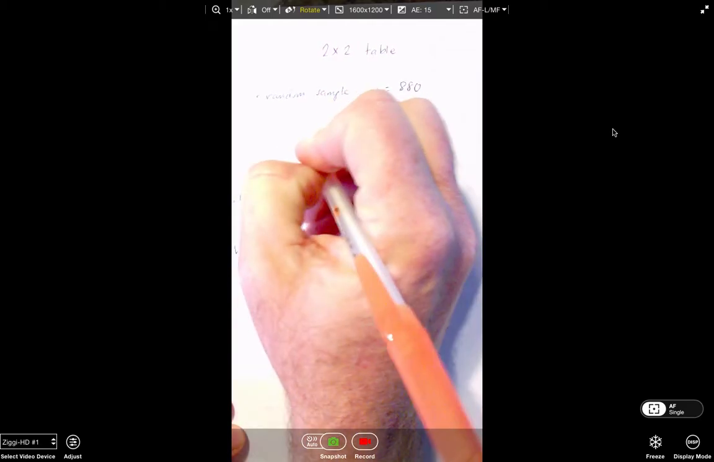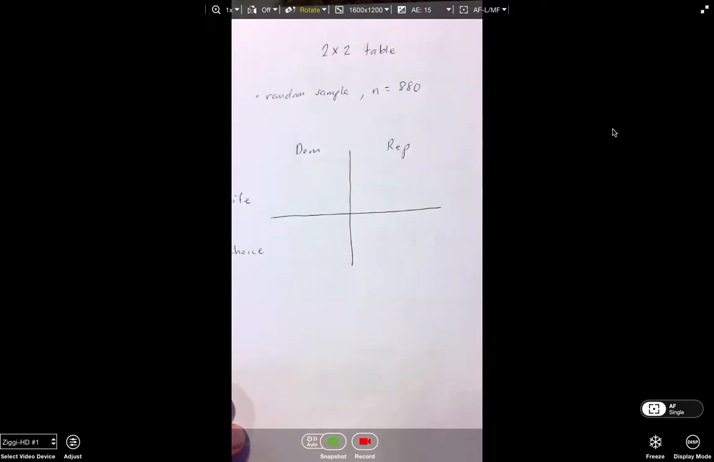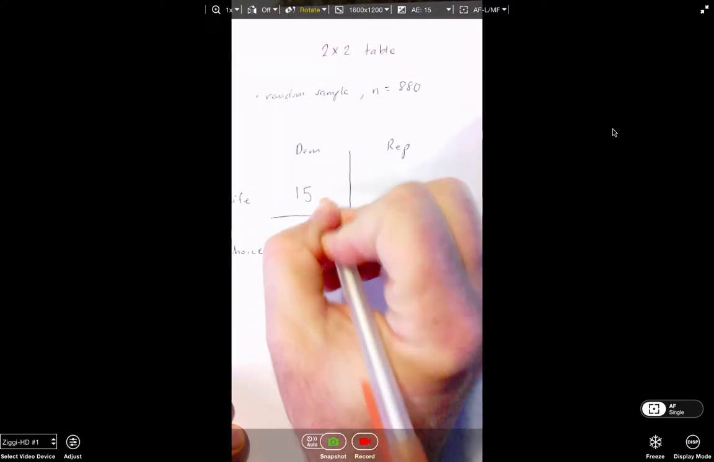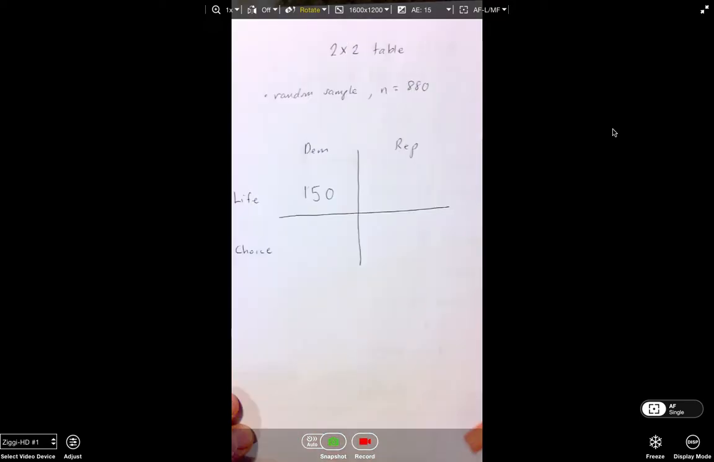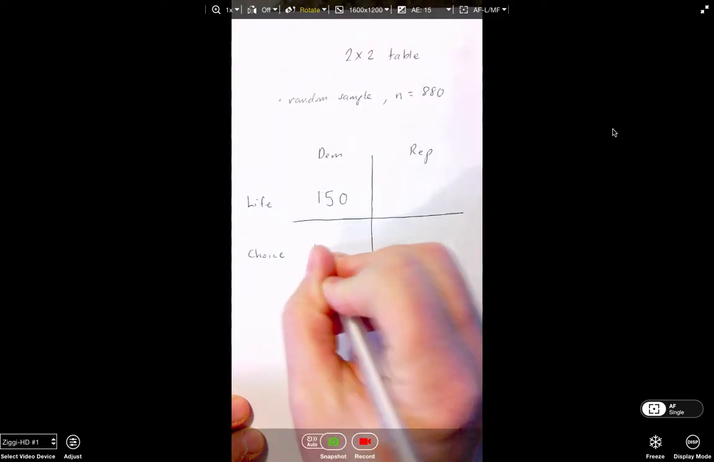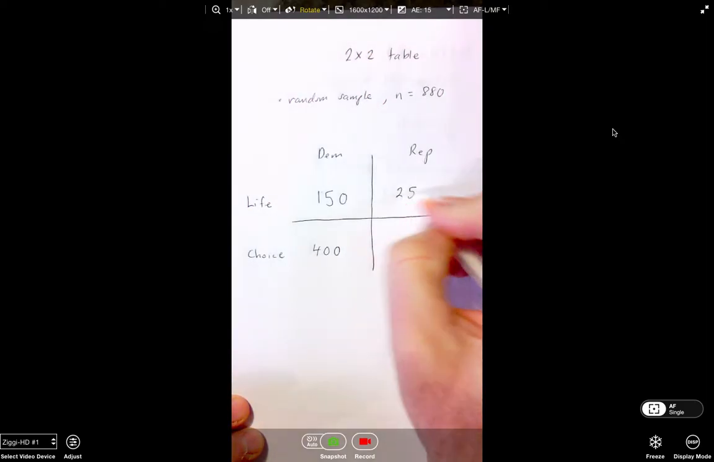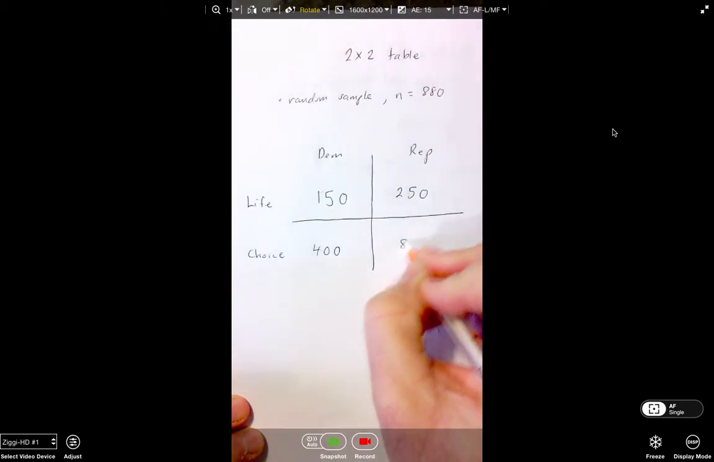And this is Democrat, and this is a Republican. So let's keep the numbers really, really simple here, and say that the number of Democrats who said they were pro-life is 150, and the number of Democrats who said they were pro-choice is 400, and let's say there were 250 of these, and let's say there were 80 of these.